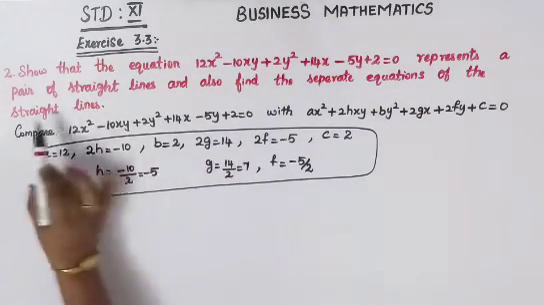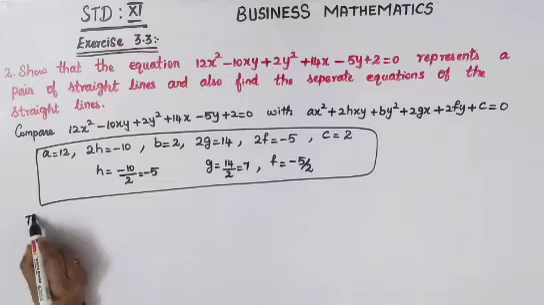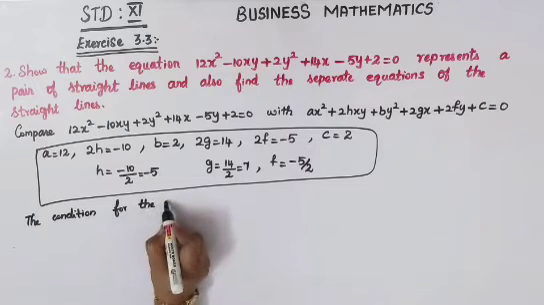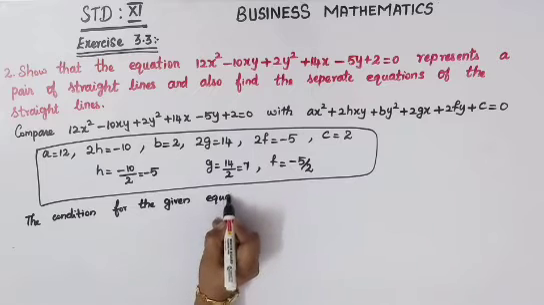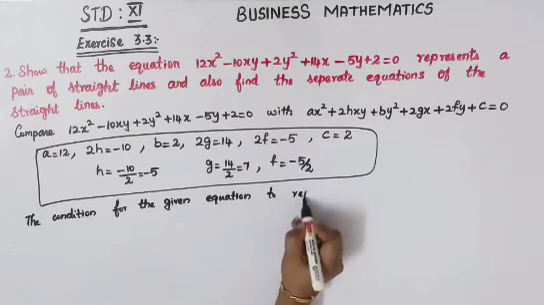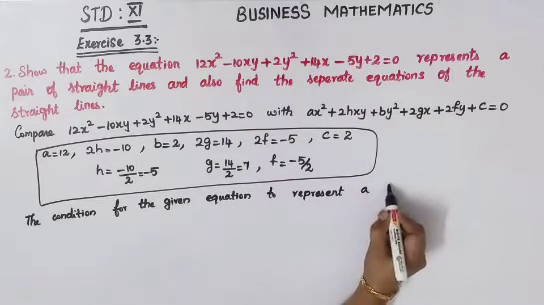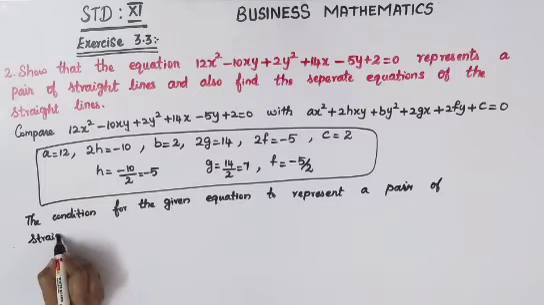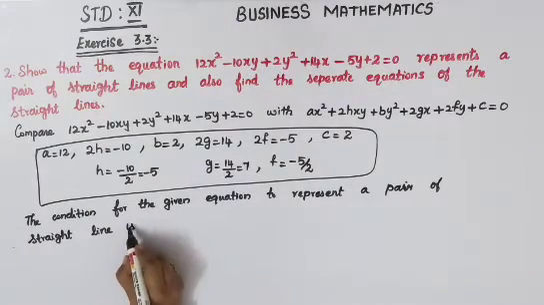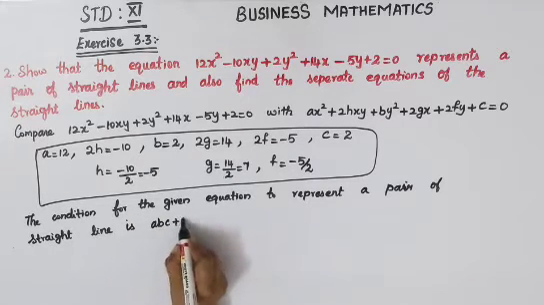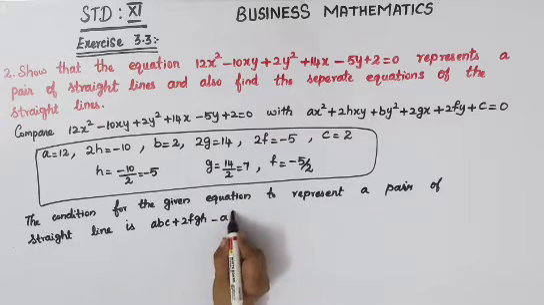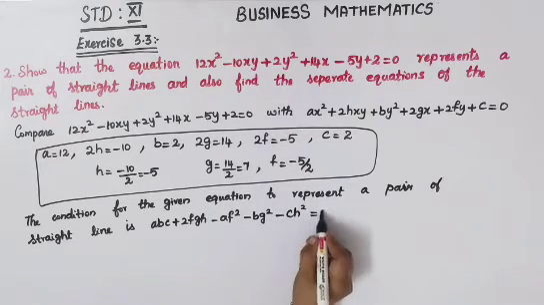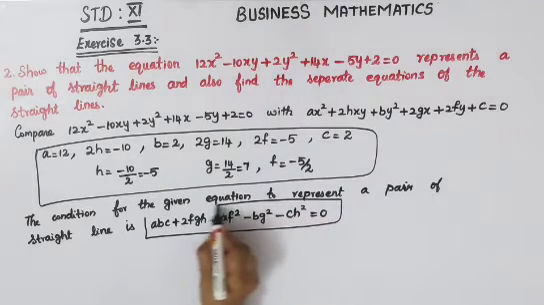Now we'll have to prove that the given equation represents a pair of straight lines. For that, the condition for the given equation to represent a pair of straight lines is abc + 2fgh − af² − bg² − ch² = 0. So this is the condition for a pair of straight lines.